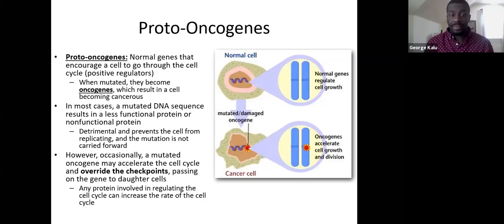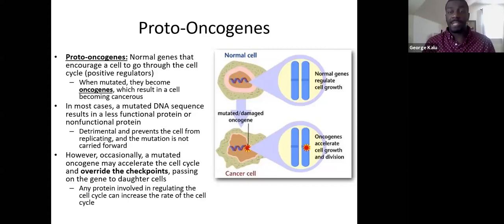So here's the way this works. Typically, if there's a mutated DNA sequence, it is going to cause the production of either a less functional protein or a non-functional protein altogether. If that's the case, that can be detrimental to the cell, and it can prevent the cell from being able to replicate. The cell is not going to be able to replicate if that DNA is mutated. If that cell is not able to replicate, it will eventually die, and then that mutation is not passed on to the next generation.